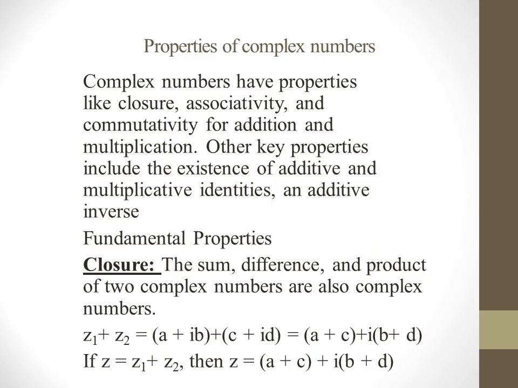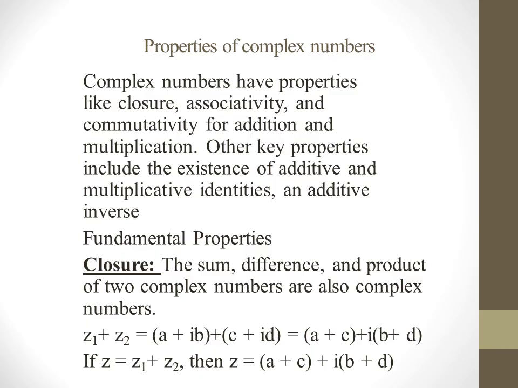Now let us see the properties of complex numbers. Complex numbers have properties like closure, associativity, commutativity for addition and multiplication, and other key properties include existence of additive and multiplicative identities and additive inverse. So we move to the first fundamental property, that is closure property. The sum, difference and product of two complex numbers are also complex numbers.